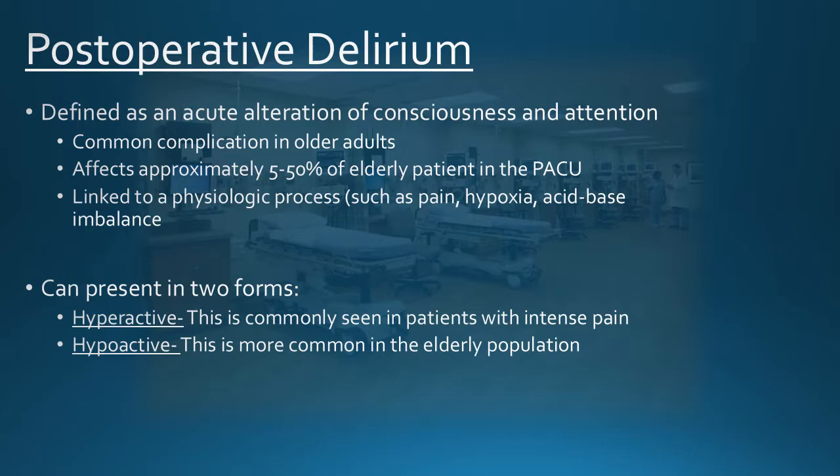2 forms of postoperative delirium have been identified: hyperactive and hypoactive. Hyperactive is common in patients experiencing intense postoperative pain, such as a full bladder. Hypoactive is the most common type of delirium in the geriatric population and is caused by a variety of disorders.